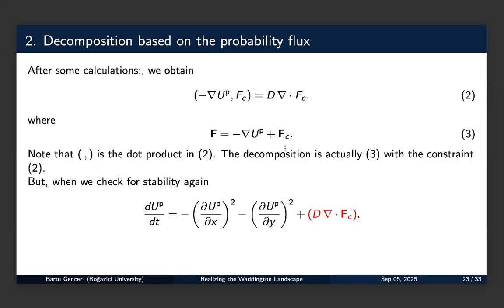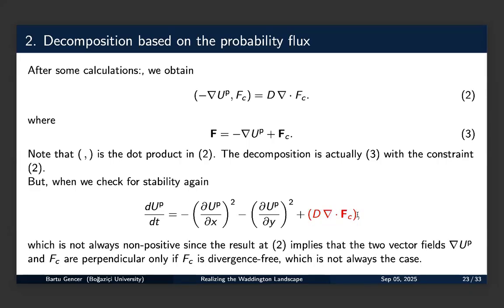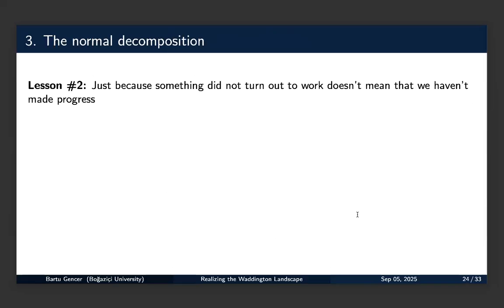However, when we check for stability again, this turns out to again not satisfy our stability condition, because this term is again not going to be negative or 0 in general. So this still fails. However, this is the second life lesson. Just because something didn't turn out to work doesn't really mean that we haven't made progress towards the solution, because we are actually almost done here.